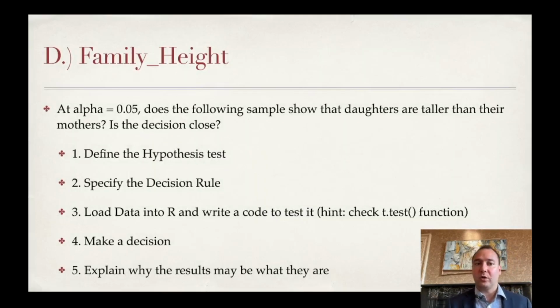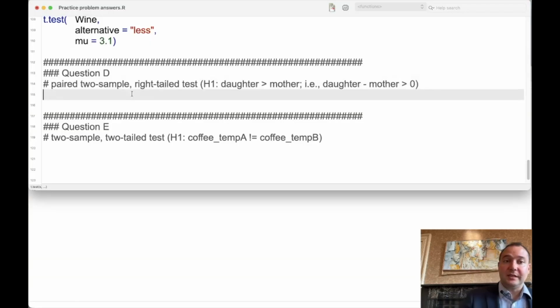This one is a little bit more complicated. At alpha level 5%, does the following sample show that daughters are taller than their mothers? Is the decision close? Let's look at our data. So in question D, we're trying to check, are the daughters taller than their mothers? All right, so what kind of a test do we have? We probably have a two sample test. So let's check the data.